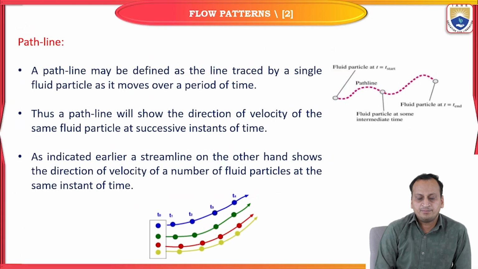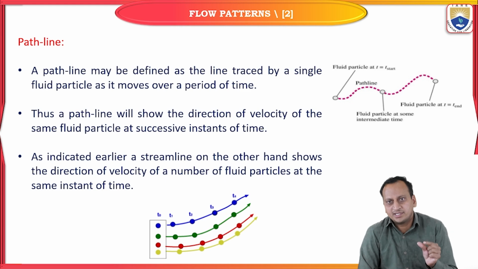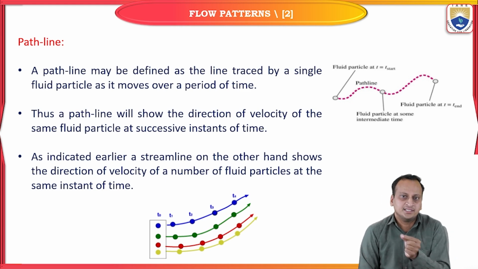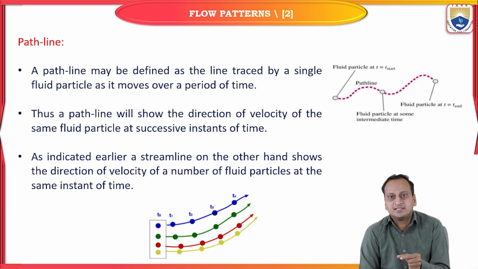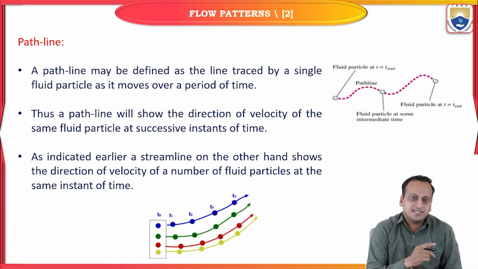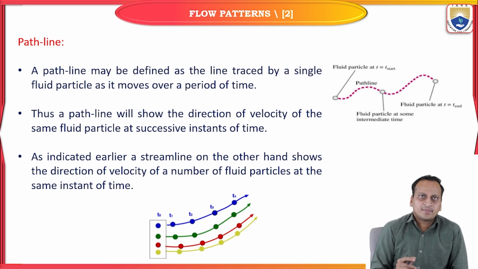Next, another flow pattern is path line. So the path line means here we will be considering only one fluid particle. A particular fluid particle will be traced throughout its journey for a particular period of time. How the particular fluid particle is moving in a flow field, and all those points should be connected, so that we'll be getting the path line.